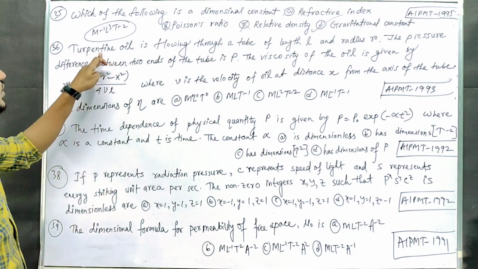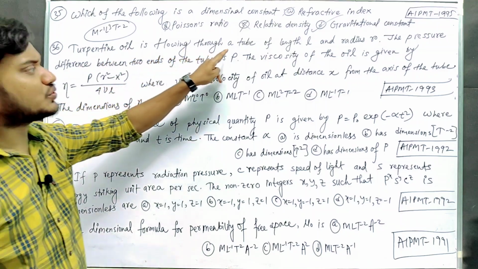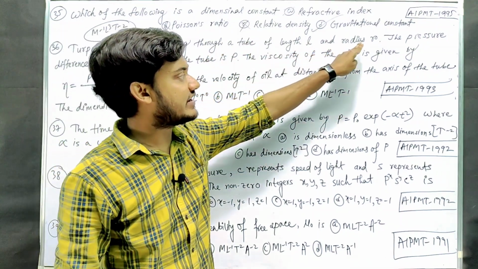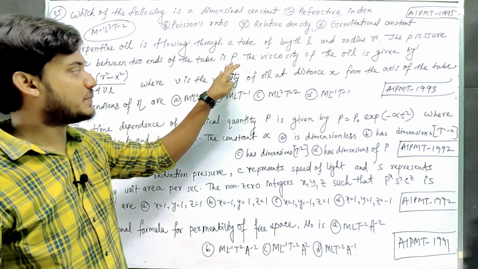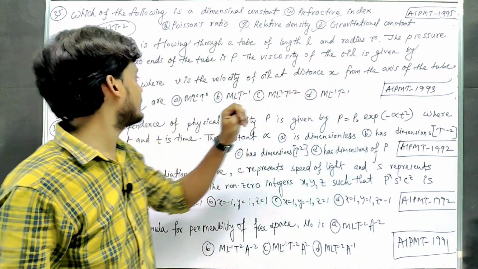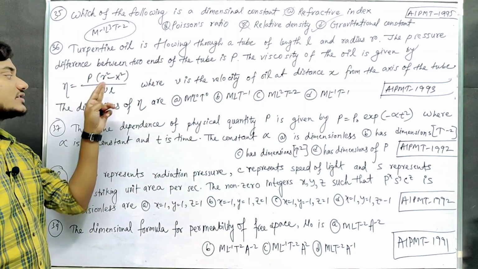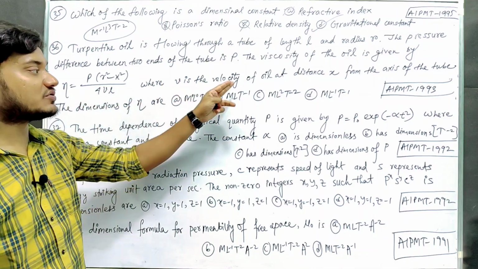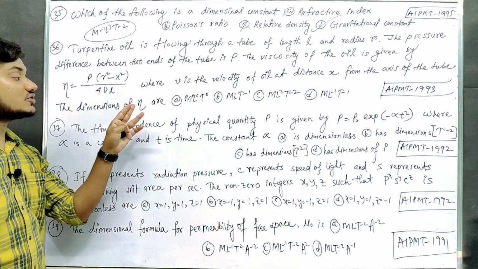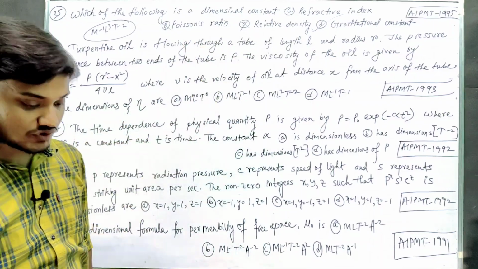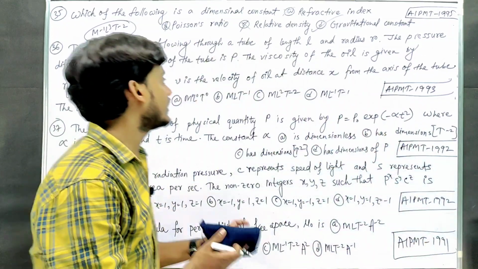Next, turpentine oil is flowing through a tube of length L and radius R. The pressure difference between two ends of the tube is P. The viscosity of the oil is given by eta equals P (R square minus x square) by 4 V L, where V is the velocity of oil at distance x from the axis of the tube. The dimensions of eta are asked, options are given. So we know the dimensions.